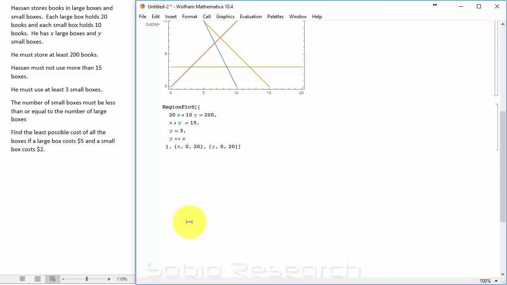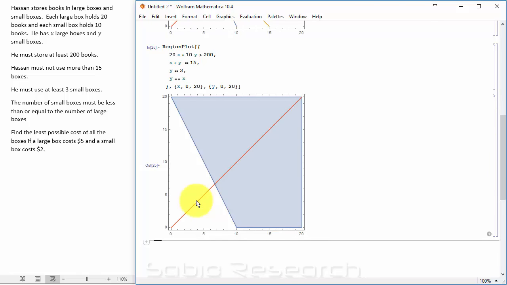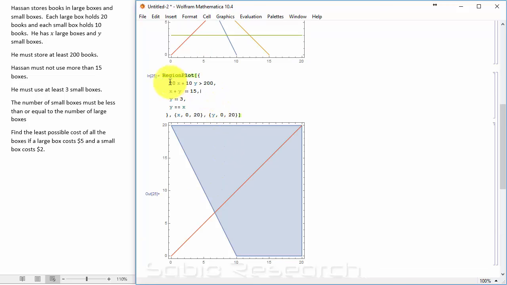And I'm going to implement the inequality now. So altogether, he has to hold more than 200 books. So here we go. We had to do this here. Okay. And then the box has to be less than 15. Must not use more than. So first of all, let's see if I can plot this. Can I even plot it? Here we go. So I got still these lines here, but I have this region.